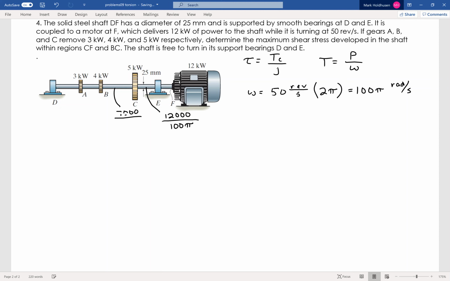divided by 100 pi. It pulls off another 4,000 kilowatts, and what I'm left with is 3,000 divided by 100 pi. And that last segment, well, I've got nothing left, right? So there's zero power going through that final segment.